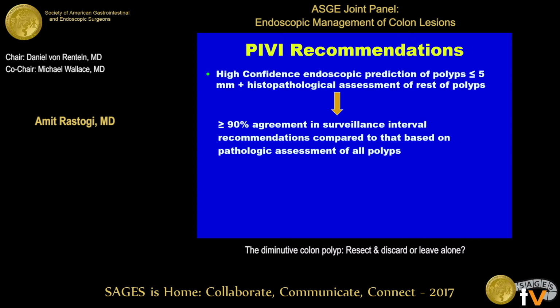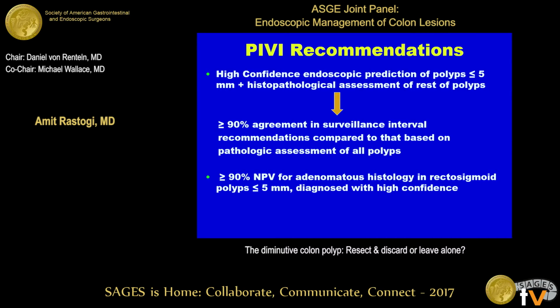So basically, the gold standard is the surveillance interval that is derived from the histological examination of all the polyps. And if your predicted surveillance interval is similar to that in greater than 90% of the times, then you reach this benchmark. And the second benchmark was for the diminutive hyperplastic polyps in the rectosigmoid. And if you can achieve a greater than 90% negative predictive value for adenomatous histology in these polyps that are diagnosed with, again, high confidence, then these polyps can be left behind and not resected by you.